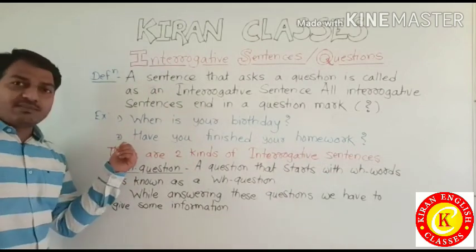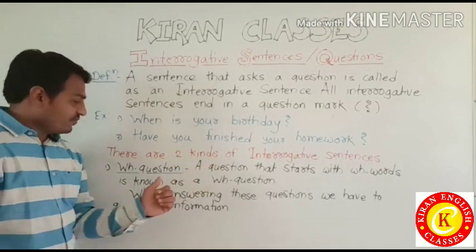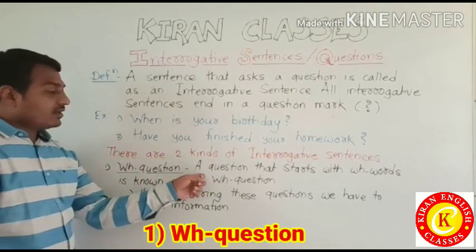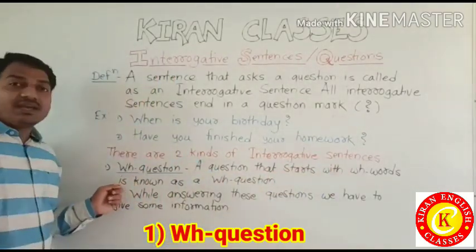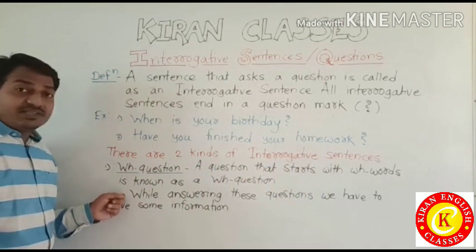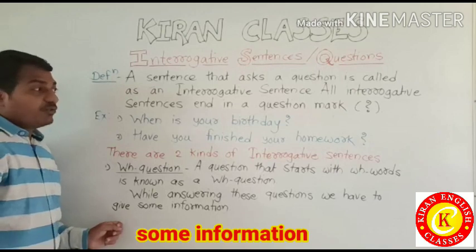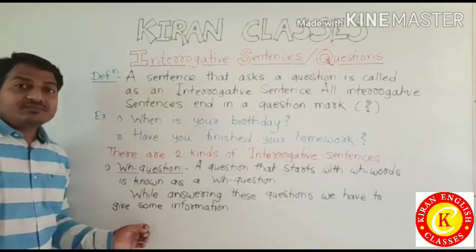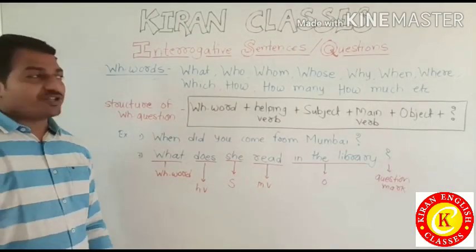From these two examples, we come to know that there are two kinds of interrogative sentences. First one is WH question. A question that starts with WH words is known as a WH question. While answering these questions, we have to give some information. In this way we can frame WH questions.